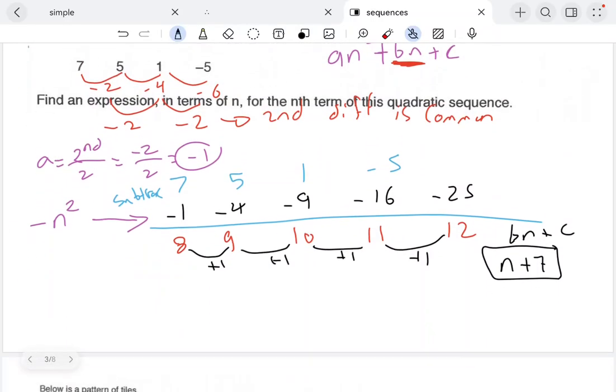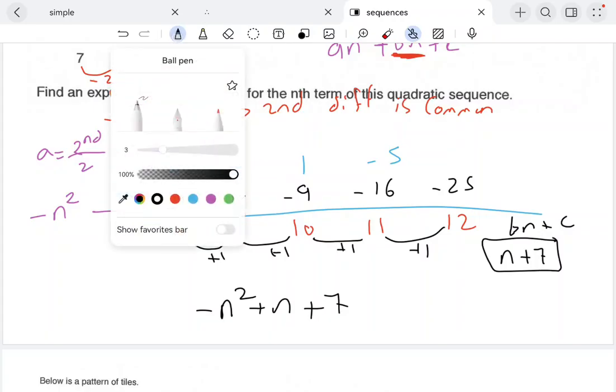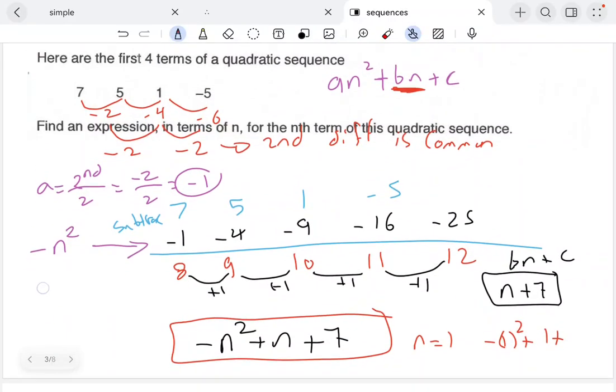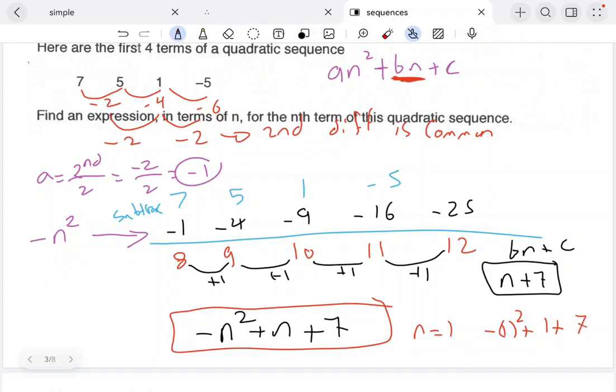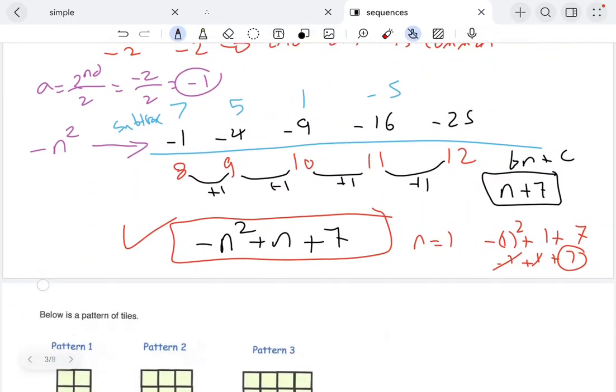So what is my sequence now? It's going to be negative n squared plus n plus 7. Negative n squared plus n plus 7. And let's check. Let's put n equal 1. It will be negative 1 squared plus 1 plus 7. So 1 squared is 1. The negative is outside. It will be negative 1 plus 1 plus 7. 1 and negative 1 cancel each other. It's going to be 7. So I'm correct. So that's my sequence.